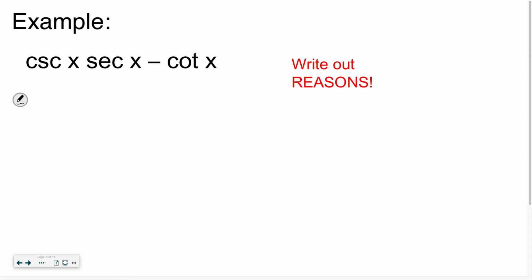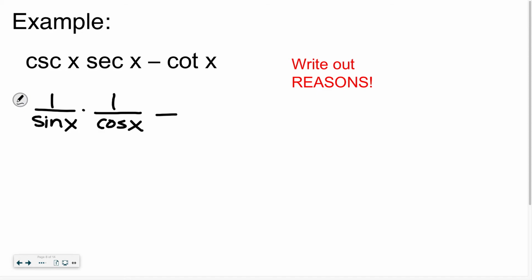Try changing it to sines and cosines. Yeah, what are we going to use to do that? Reciprocal identities. Okay, so we'll say cosecant is really 1 over sine. And secant is really 1 over cosine. Cotangent.